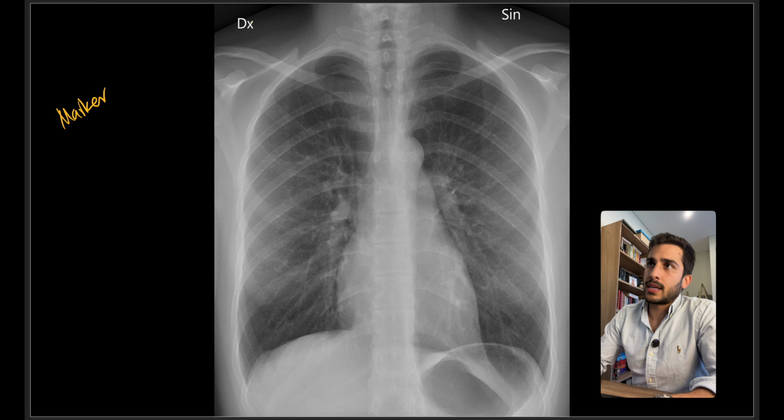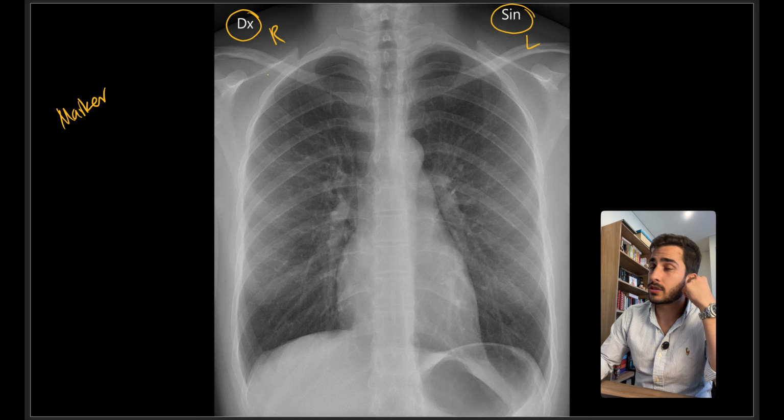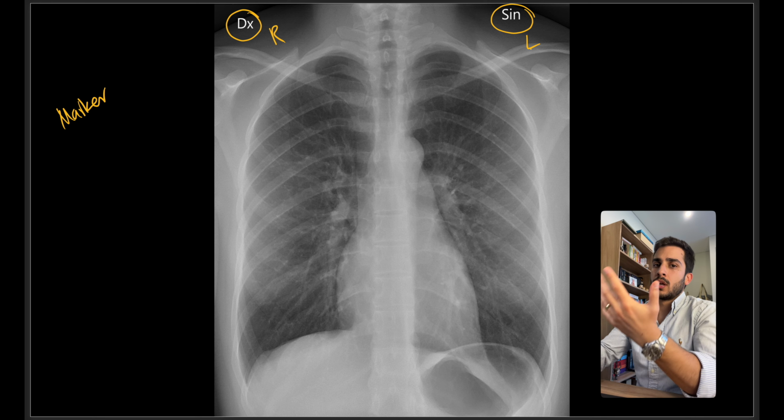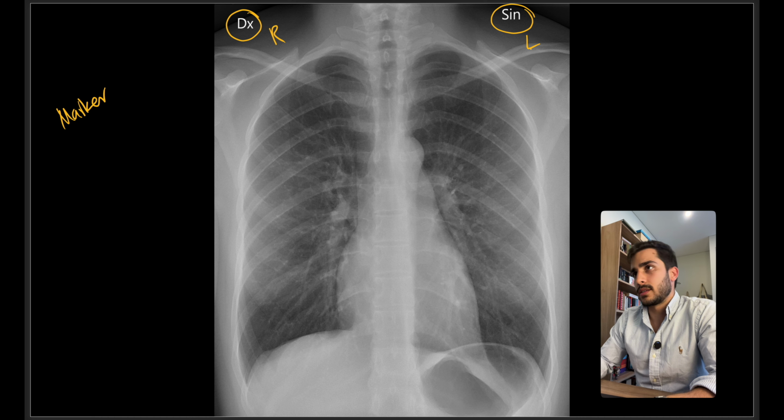In this case, they have the letters DX and SIN, S-I-N. I do believe these actually mean right and left, so in that regard, their markers are in the correct place. Remember that our left is the patient's right and our right is the patient's left, okay? Because you have to look at it as though the patient is looking at you and standing in front of you when looking at these x-rays.